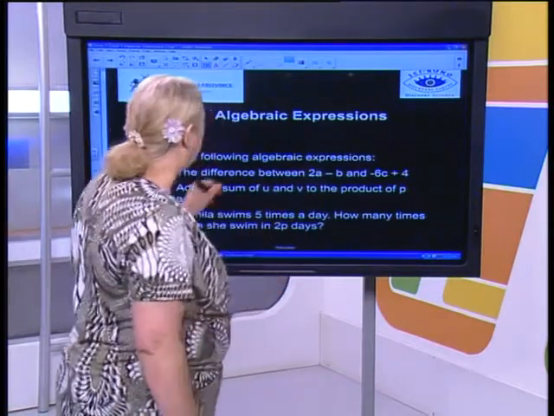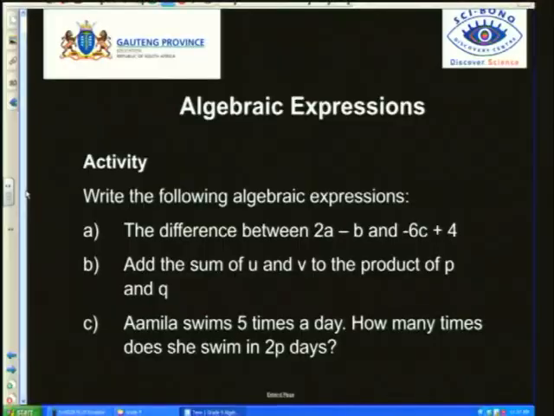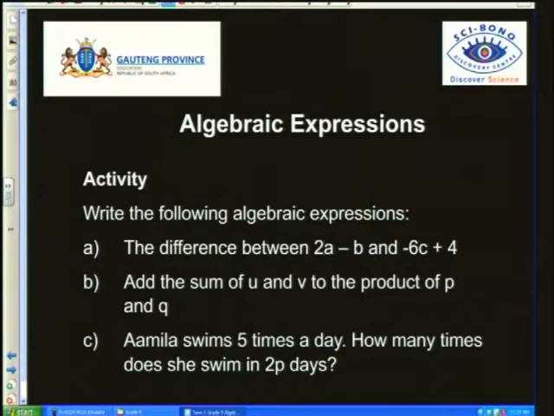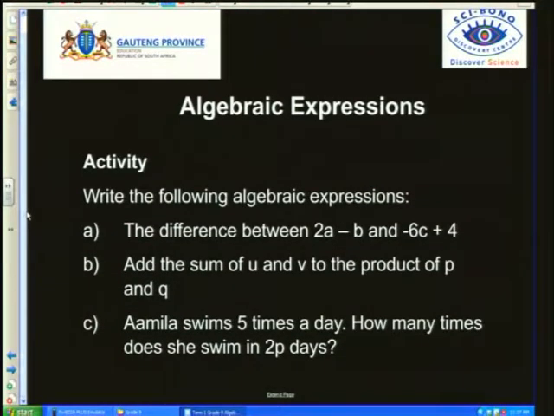Okay, so let's look at the algebraic expressions. There's three of them. And this is an activity again for you. Here we have more than one, so just be careful. Look at your words, okay? And then just look at the terms I am giving here, the terms or algebraic expressions, because there are two there. So let me give you a minute to do these three.